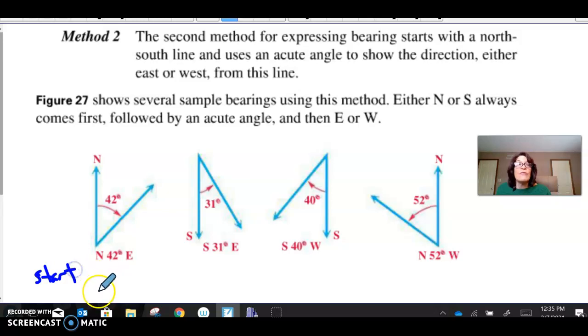People must have been getting confused with the one degree measure or something that they came up with in navigation. This was developed later, and I think this is a little bit more common. You start north and go 42 degrees in the east direction.